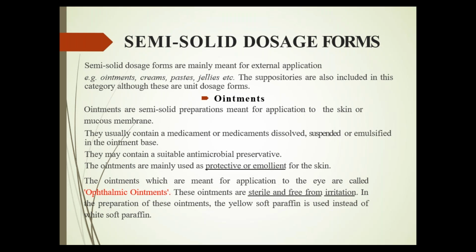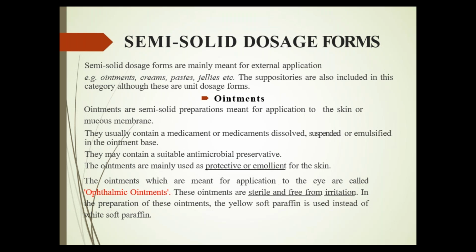Normally when we prepare these ointments, yellow soft paraffin is used instead of white soft paraffin. Why? Because this white soft paraffin is derived from yellow soft paraffin, but they use a bleaching agent. That's how we get white paraffin. But in some cases traces of this bleaching agent will remain. So this may irritate the eye. Hence, for ophthalmic ointments, we will use only yellow soft paraffin and not white soft paraffin. Okay.